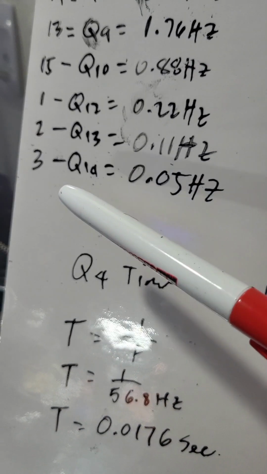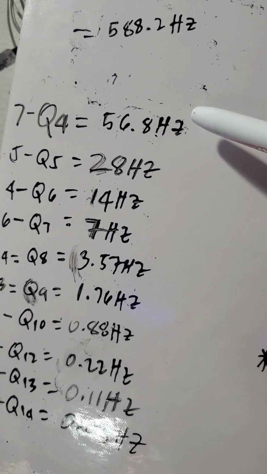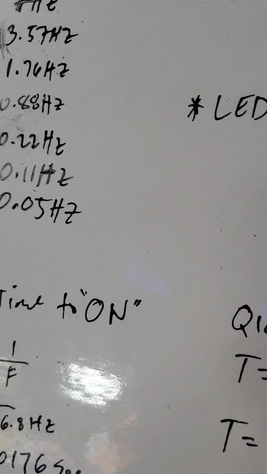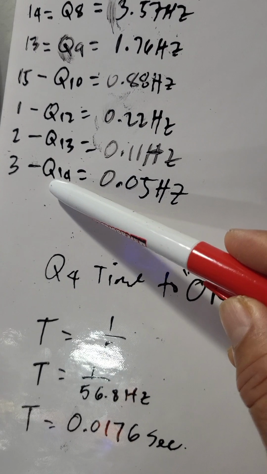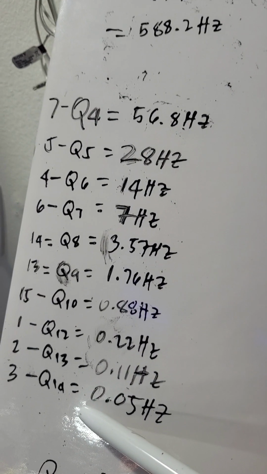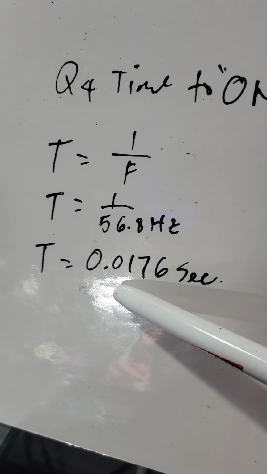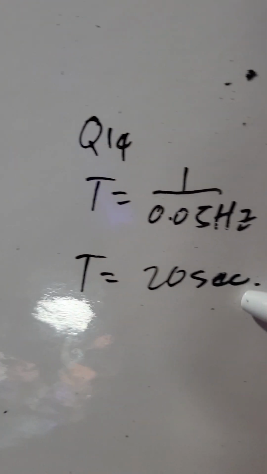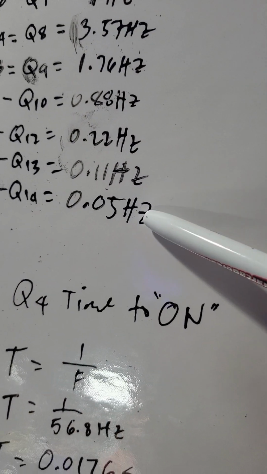This Q14 and even this Q4 that we got, an example, these two. When the Q14 will turn on and off, and also the Q4, the time for the Q4 is 0.0176 seconds, and for Q14, we just got the highest frequency and the lowest frequency.